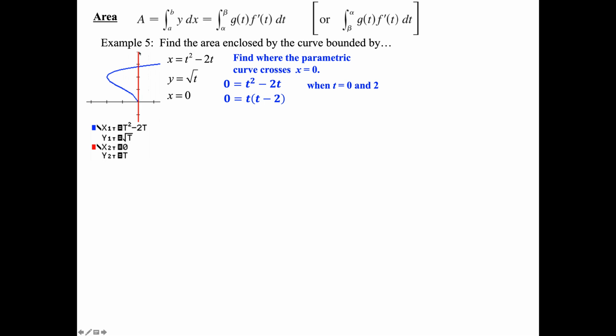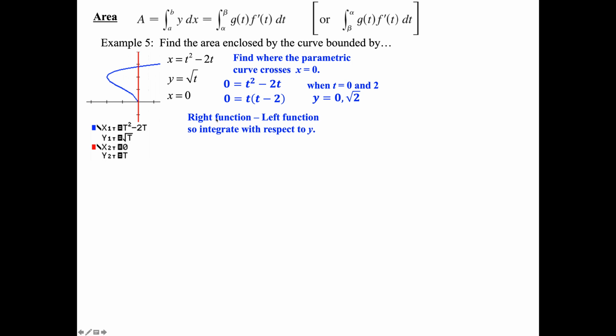Okay, so again, my y scales are a little goofed up. We might want to adjust those on your calculator. All right, so what are my y values? Well, plug in the 0 for t, we get 0. We'll plug in the 2, we get square root of 2. So we're going to be at 0, 0, and 0, radical 2 for my 2 points.